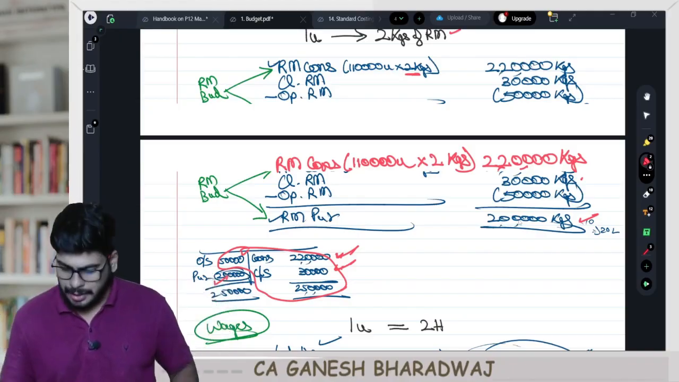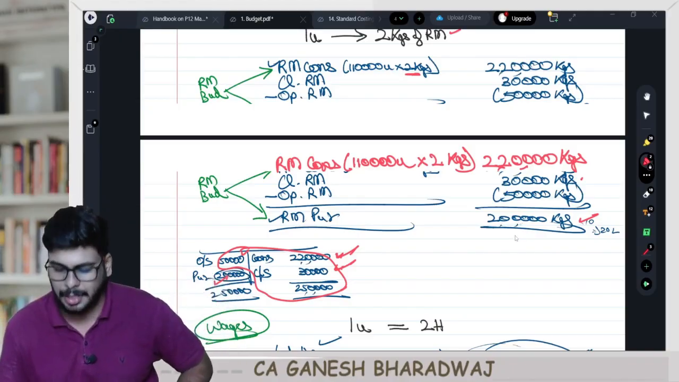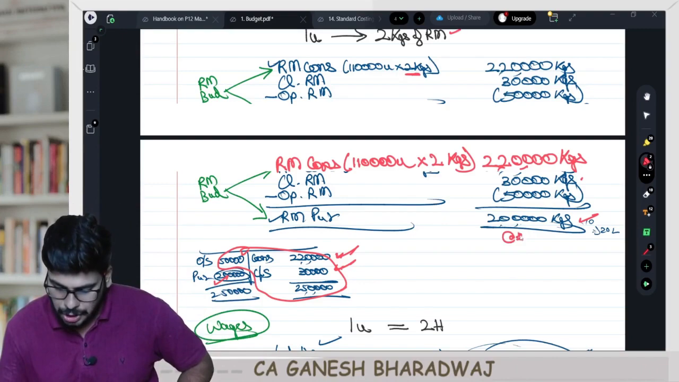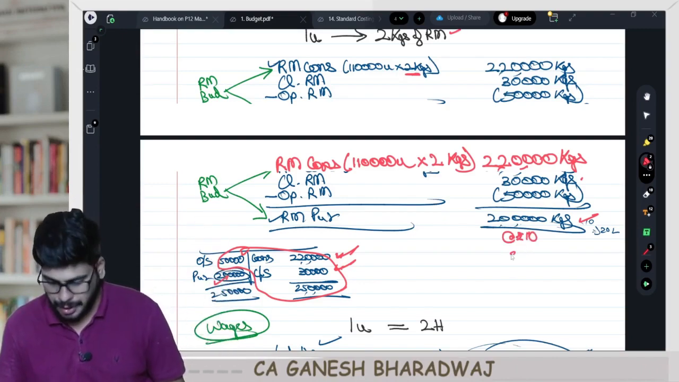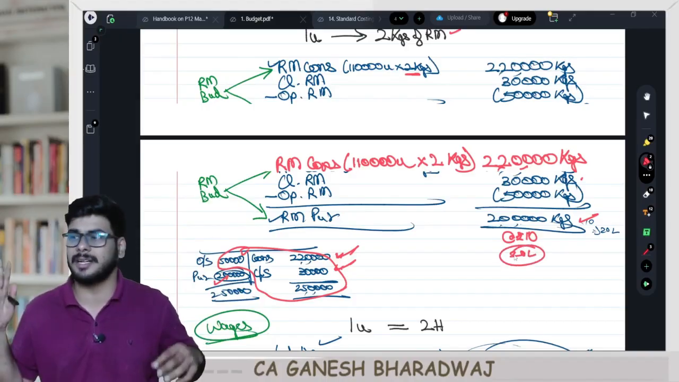Very simple. Now let's say every kg of raw material should be purchased at how much? The purchase price is 10 rupees. So now what is the total raw material purchase budget in value? It's going to be 2 lakh kgs into 10. That's going to be 20 lakh rupees. As simple as that, guys. Are you clear with this?